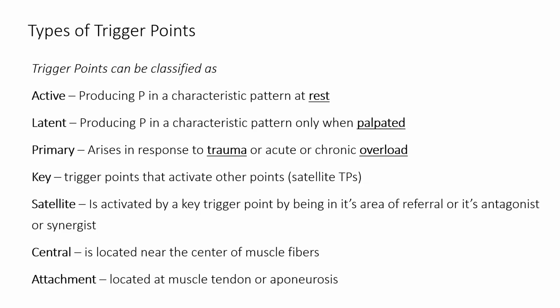So key trigger points activate other points. Satellites are activated by a key trigger point by being in its area of referral, or it could be an antagonist to that muscle or a synergist. So satellites can exist within it. Central is located near the center of the muscle fibers. Attachment trigger points are located at muscle tendons or aponeuroses.